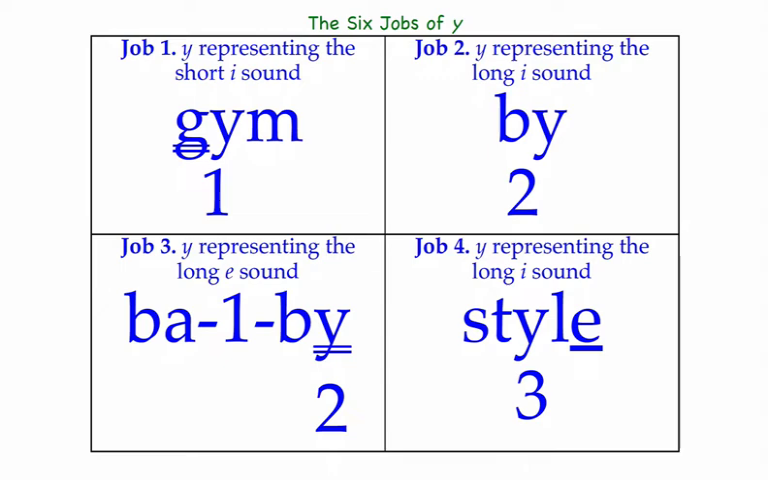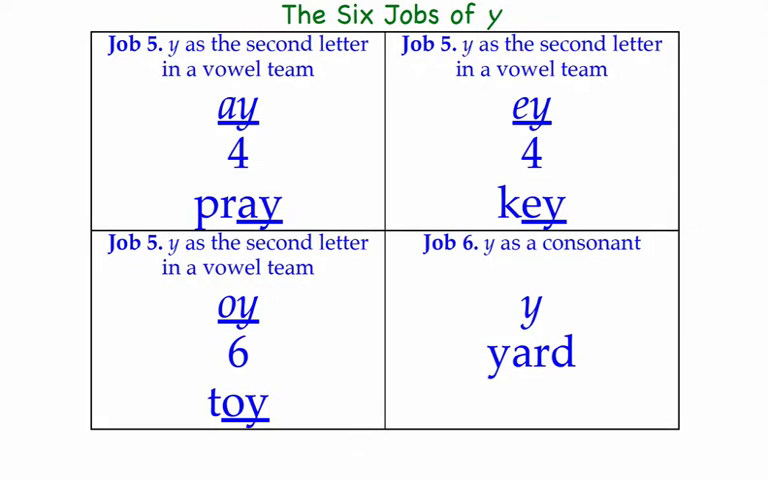Job 4. When Y comes in the middle of a syllable, by itself, followed by a consonant, followed then by a silent E, the silent E causes the Y to represent its long sound, and that sound is I, as in the word style.